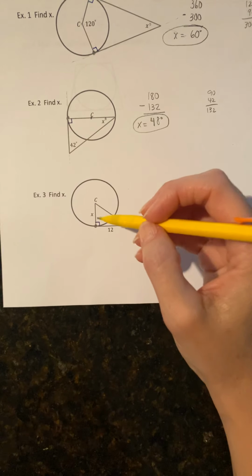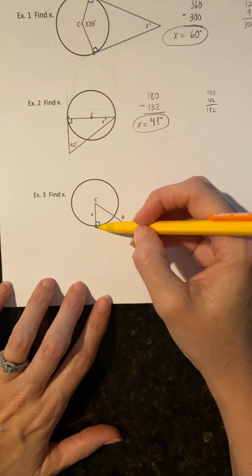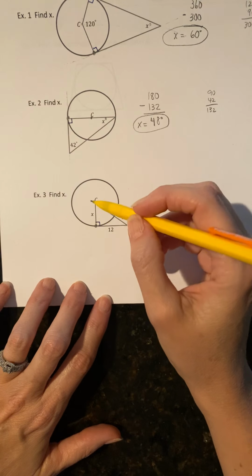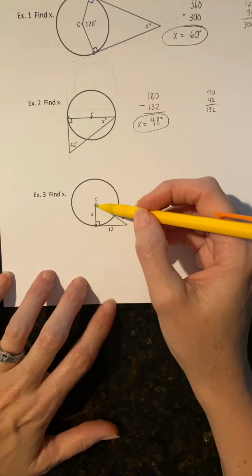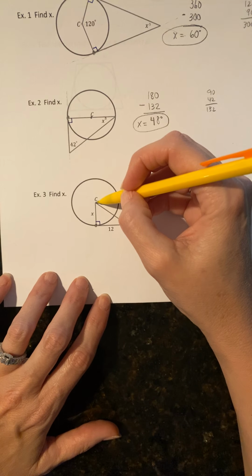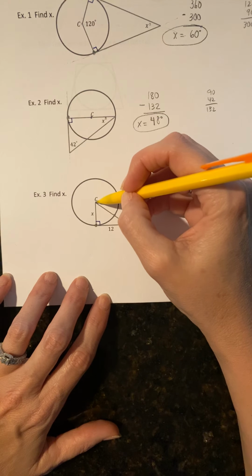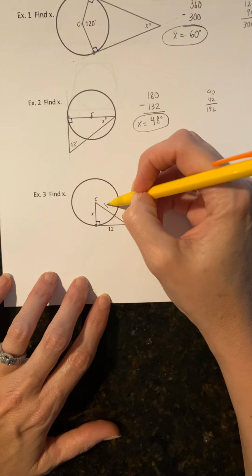Okay, so in this picture, this is a radius, and that radius is x. Well, in a circle, every single radius you draw is going to be x in this circle. And so we see another radius right here. So that means this radius is also x.